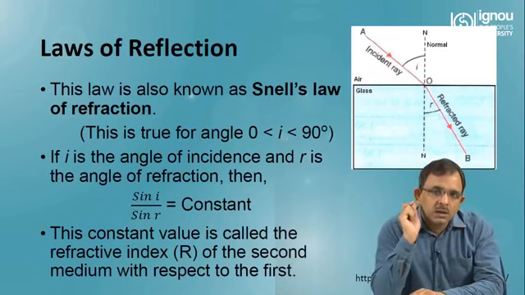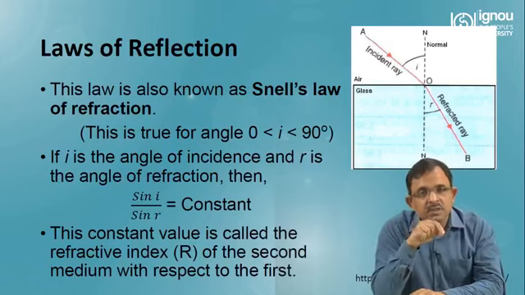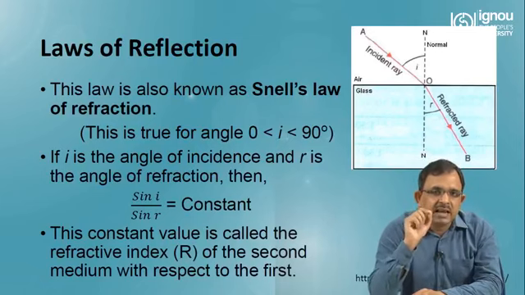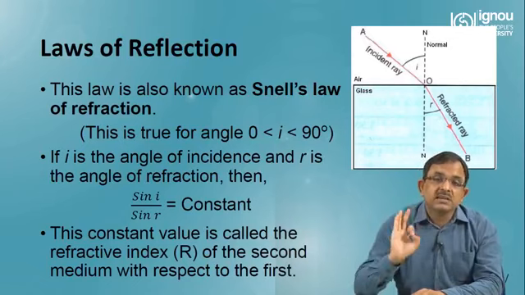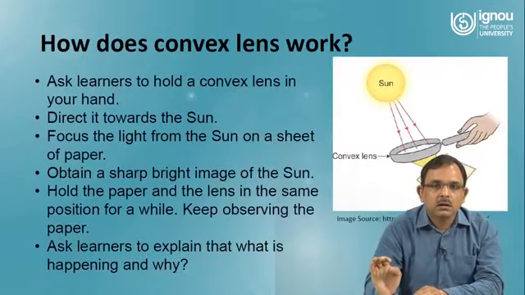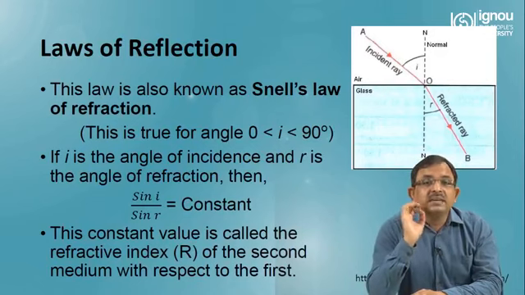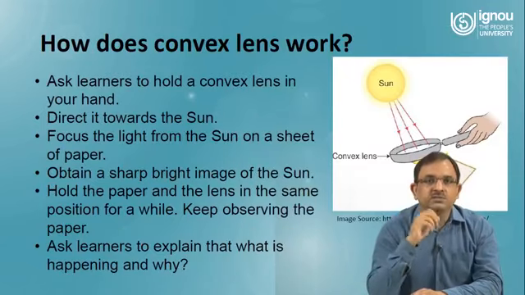So this law works only if the angle of incidence is less than 90 degrees and more than 0. So if i is the angle of incidence and r is the angle of refraction, then sine i over sine r equals a constant, and this constant value is called the refractive index of the second medium with respect to the first one.